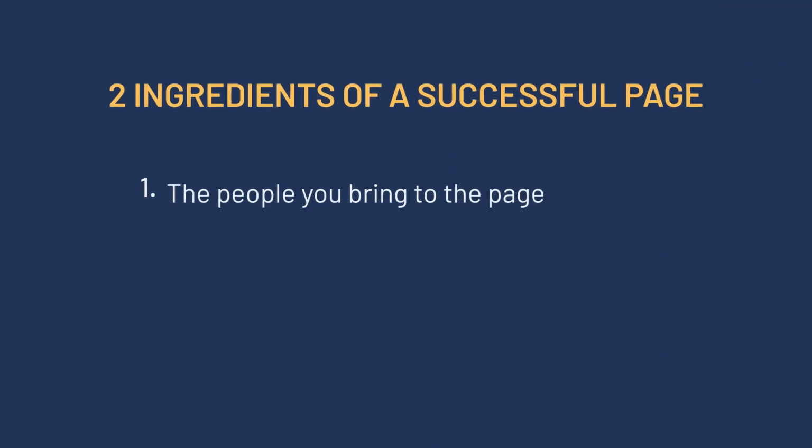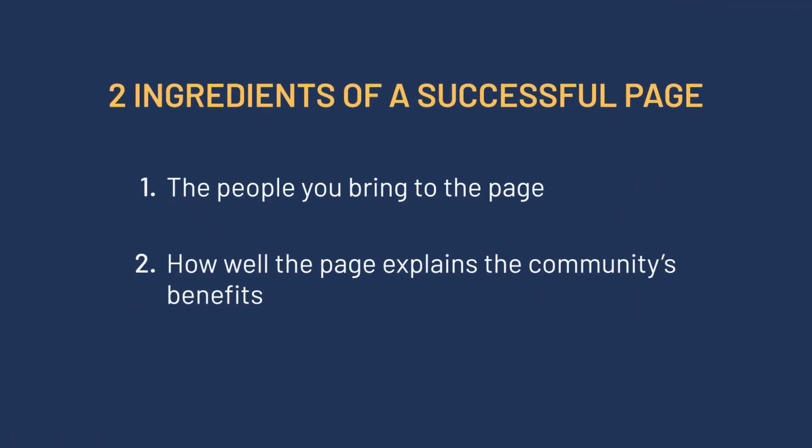The two ingredients of a successful sales page are the people you bring to the page and how well the page explains the community's benefits to those people. First, you want to attract people who will be the most receptive to the page. These are people who have a major need that your community helps meet, that are ready to pay for something that will meet that need, and that value community as a way of meeting the need. All of this should be handled by your marketing.